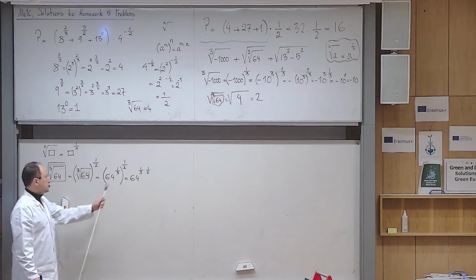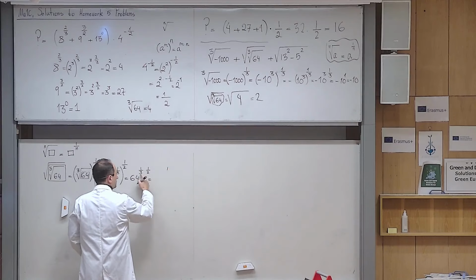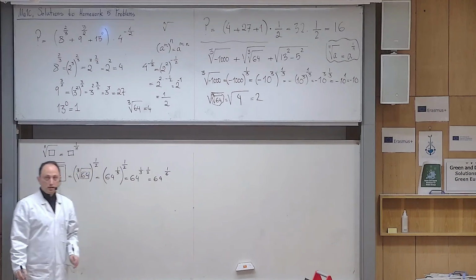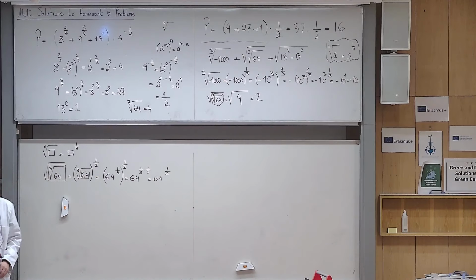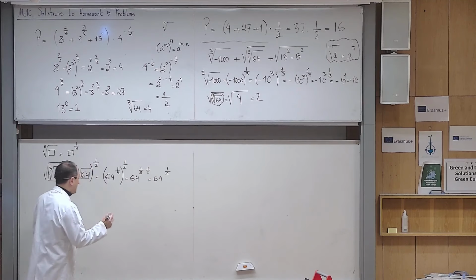Yes? But what is this number? 1 times 1 is 1. 3 times 2 is 6. So the answer is 64 to power 1 over 6. If you have it in your memory, it's better. Otherwise, you have to factorize it.